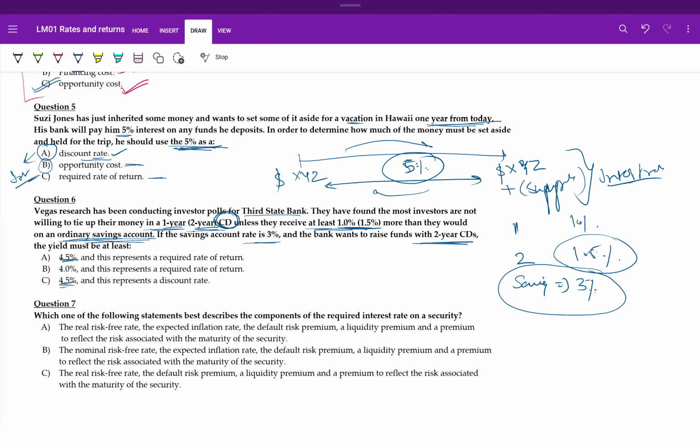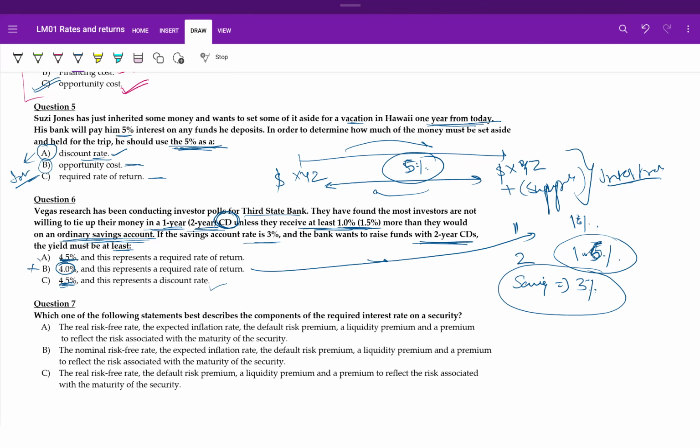So this is not a discount rate, and it could go above this. Unless they receive it, they will not lend, so it could be more than 4.5%, and at least it should be more than 4%. That is for 2 years. If they had talked about 1 year, then 4% would have made more sense. But for 2 years, it should be 4.5%, and here it represents the required rate of return.